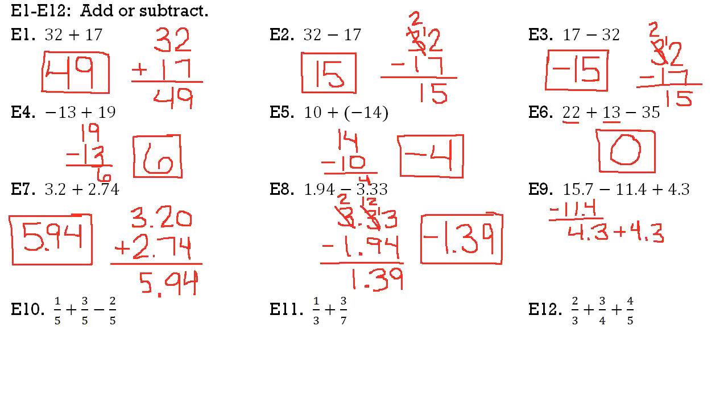It was tempting to make another problem work out to 0, but I decided instead I was going to have you add 4.3 and 4.3. That's the same as taking two of them, same as multiplying by 2, so you get 8.6.